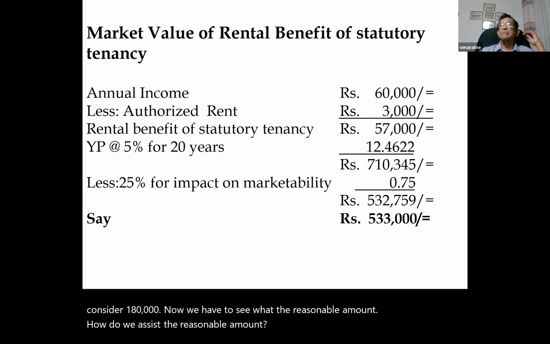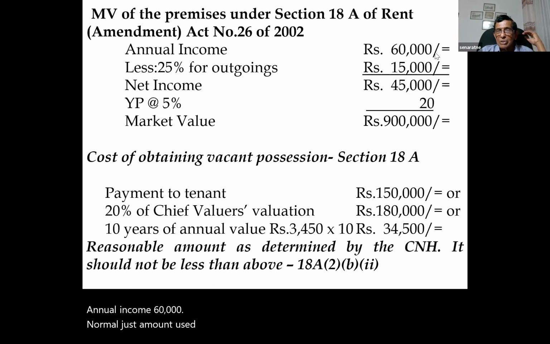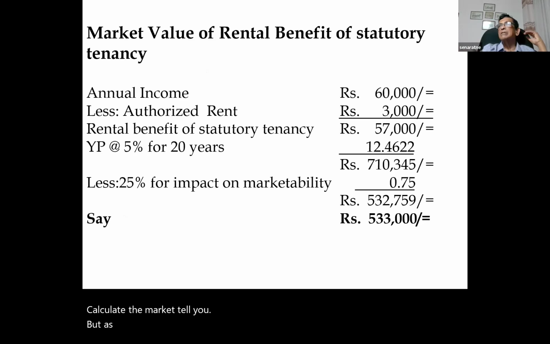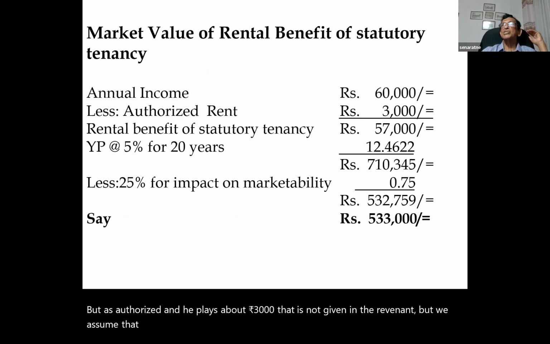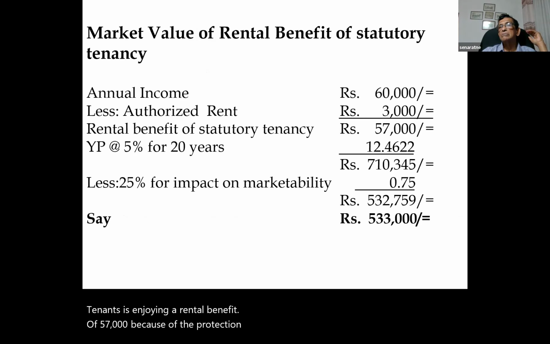Annual income 60,000. Normal, that's the amount used by the chief valuer also to calculate the market value. But as authorized rent, he pays about 3,000 rupees. That is not given, but we assume that 3,000 is the authorized annual rent paid for the building. So the tenant is enjoying a rental benefit of 57,000 because of the protection given under the Rent Act.